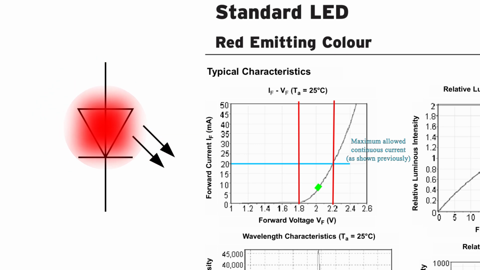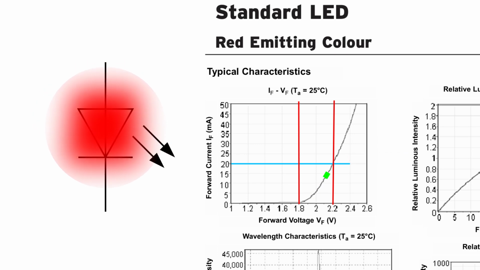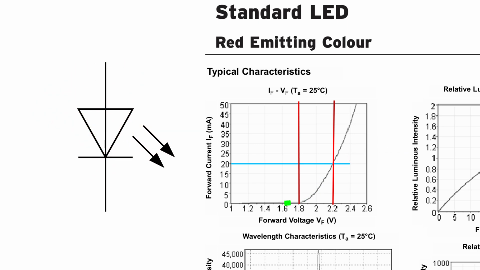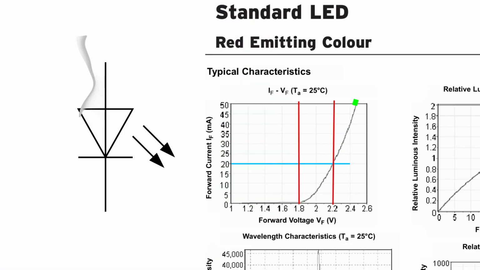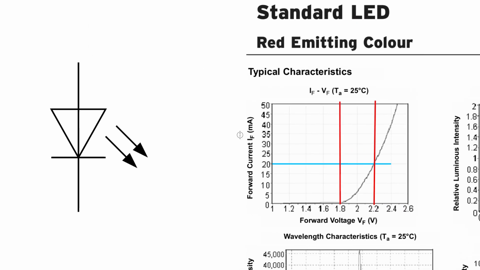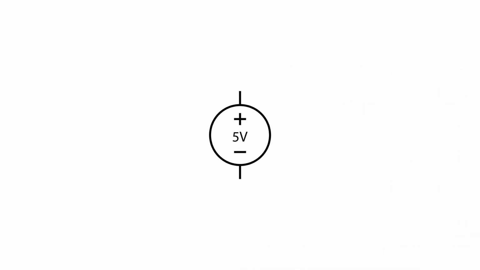Inside this range, the LED is on with varying degrees of brightness. Anything less, it turns off. Anything more, it goes poof. And as we can see, 5 volts isn't even on the chart. But this is all we have, so what do?